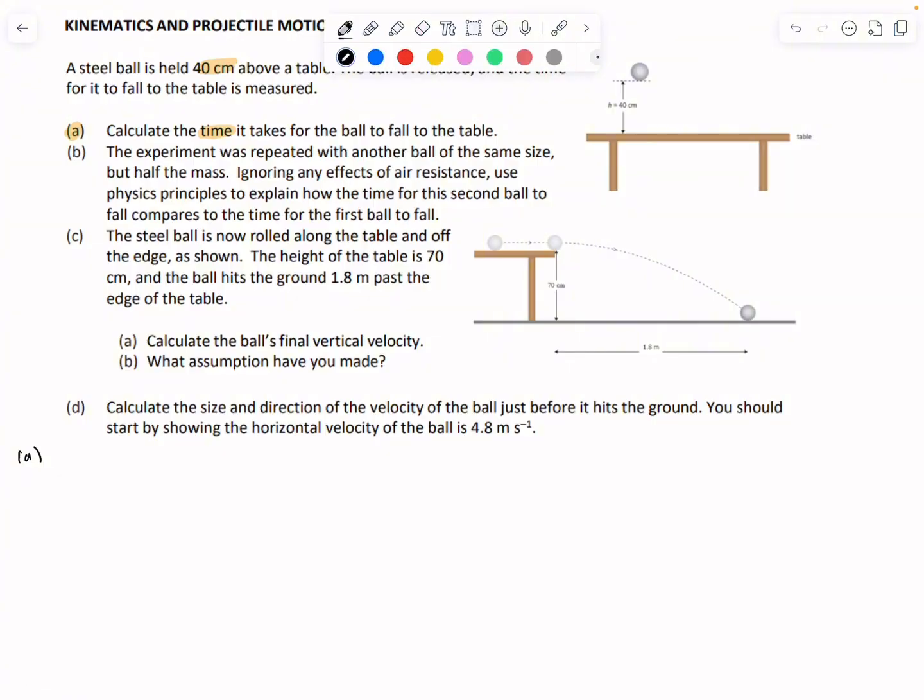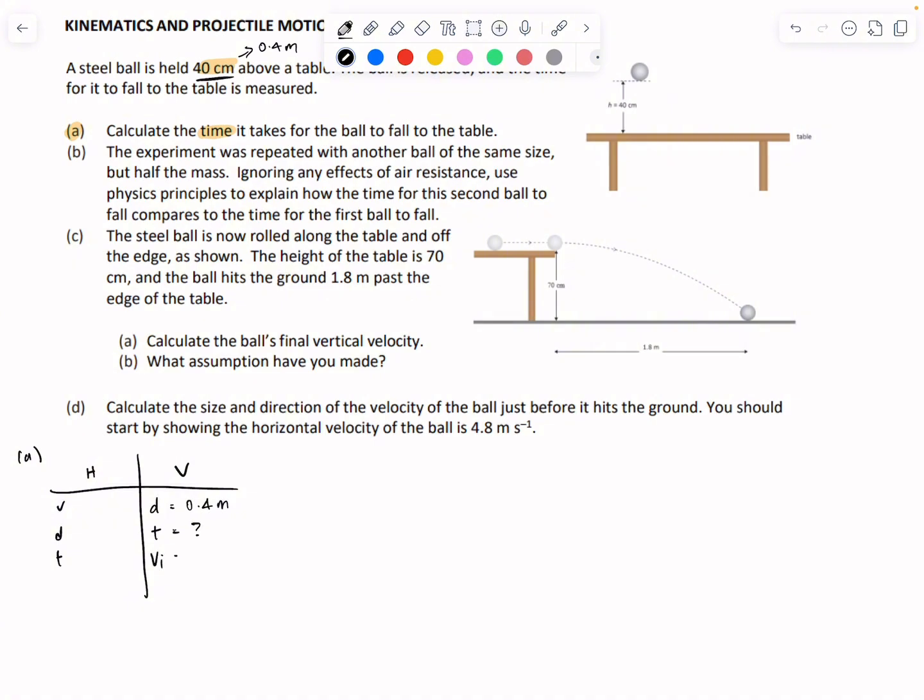So we've got our little table of our horizontal values and our vertical values. We keep them separate, okay? And so right now, let's deal with the vertical height. The vertical height that we've been given is 40 centimeters. We need to convert it to meters, and so that's going to be 0.4. So we know the vertical distance is 0.4 meters. We want to figure out time.